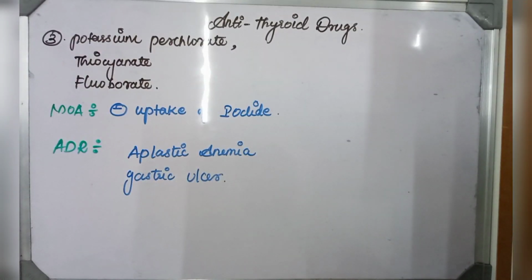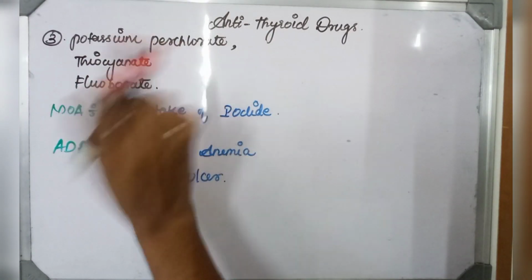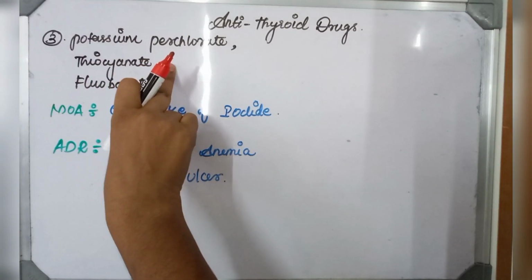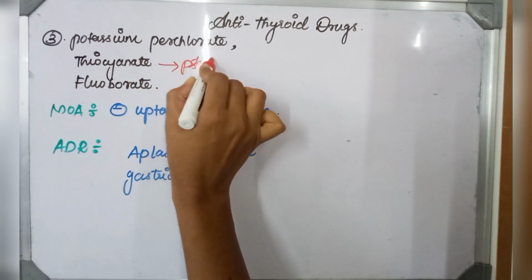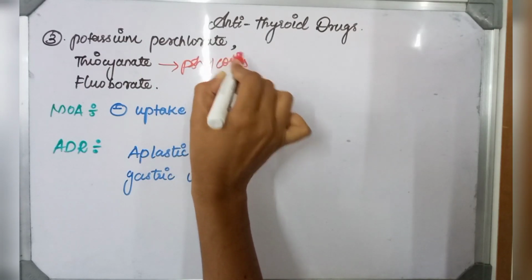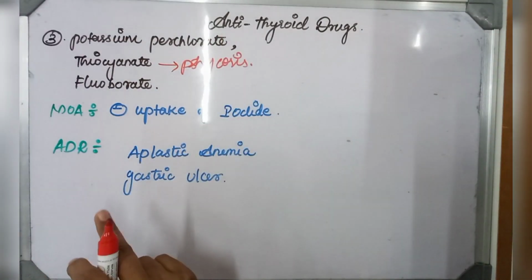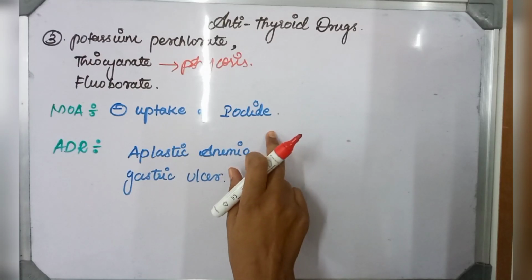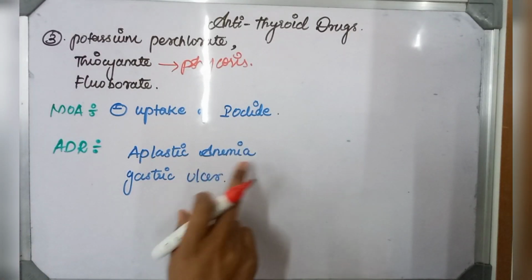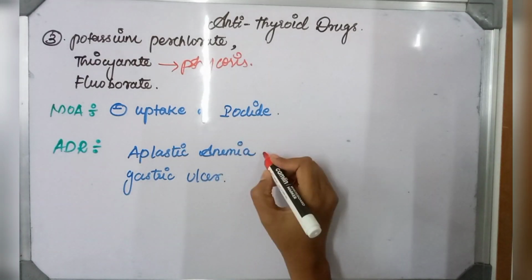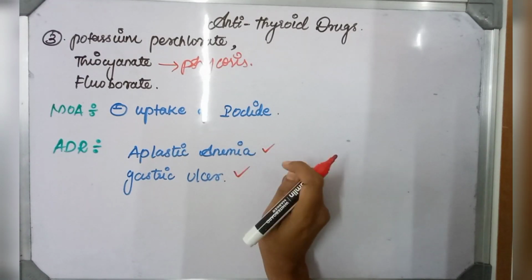Next, let us talk about potassium perchlorate, thiocyanate, and fluoborates. These are also antithyroid drugs. One of the important ADRs caused by thiocyanate is psychosis. The mechanism of action is by inhibiting the uptake of iodide, and the ADR is aplastic anemia and gastric ulcer. This is the most important: aplastic anemia and gastric ulcers.